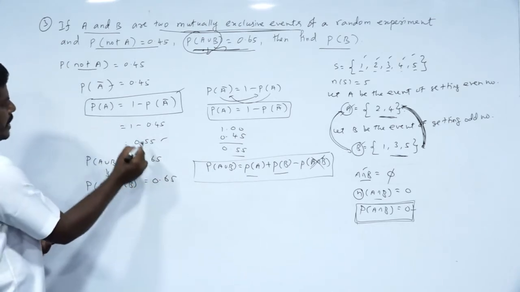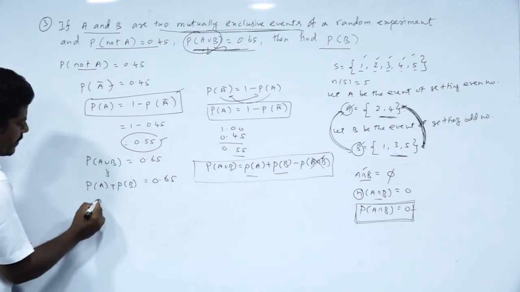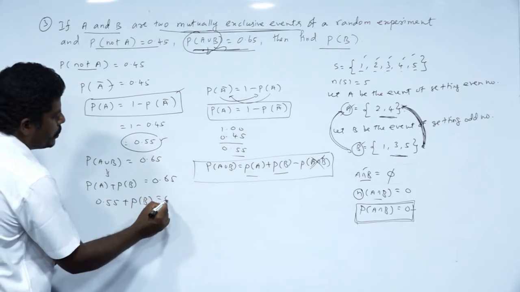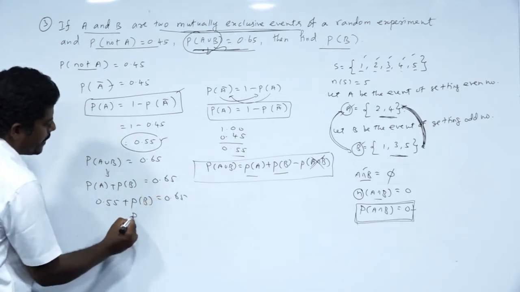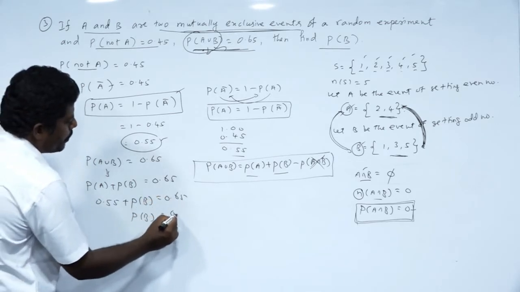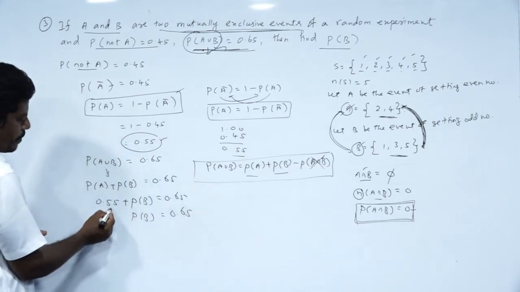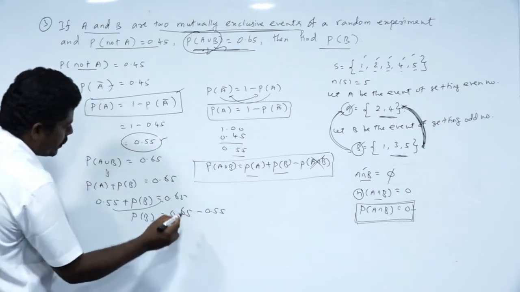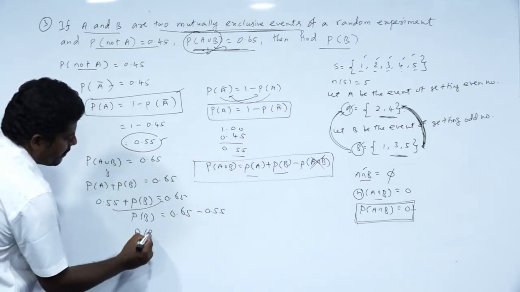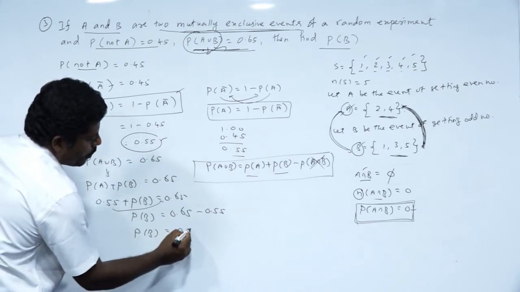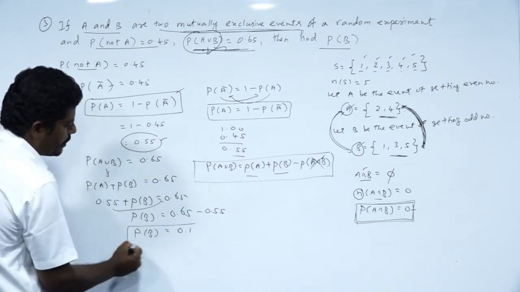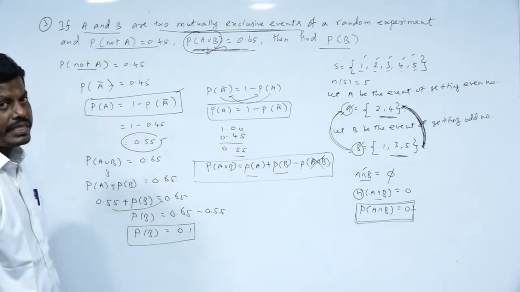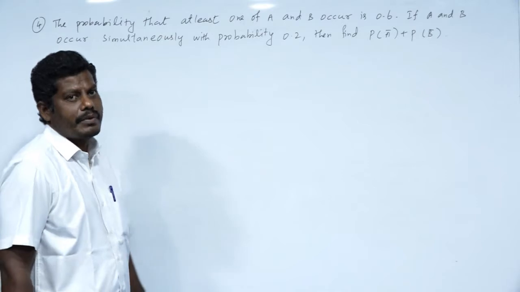Here, the probability of A value is already given, 0.55. So 0.55 plus probability of B is equal to 0.65. Now, probability of B is equal to 0.65 minus 0.55, moving 0.55 to the right side. Subtracting these two, we get probability of B is equal to 0.10, which is nothing but 0.1. Understand, my dear students? Okay, next, listen to question number 4, my dear students.